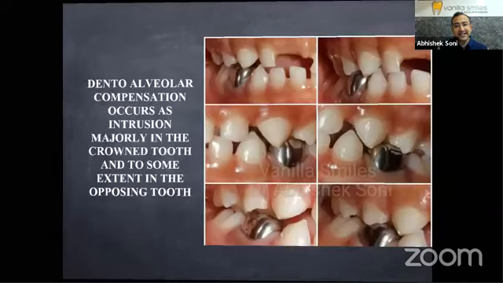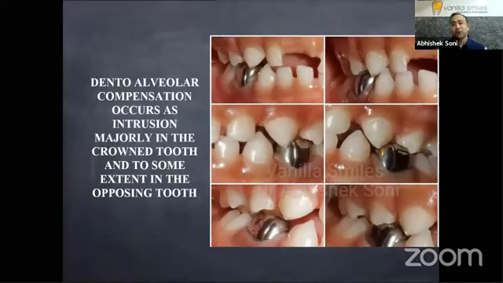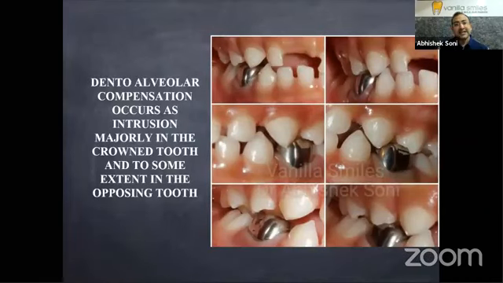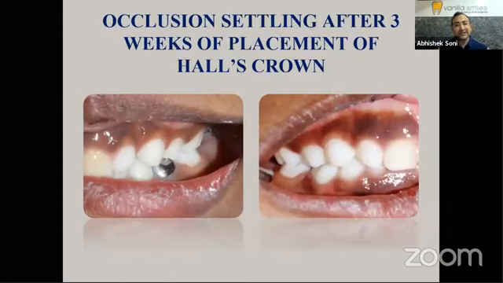And that's how the dentoalveolar compensation occurs over a period of 2 to 3 weeks. So you see that open bite that happens is eventually taken care of. And the most probable reason that the authors claim is majorly through intrusion of the crowned tooth and some amount of intrusion that happens in the opposing tooth. Your occlusion settling for another case within a span of 3 weeks.